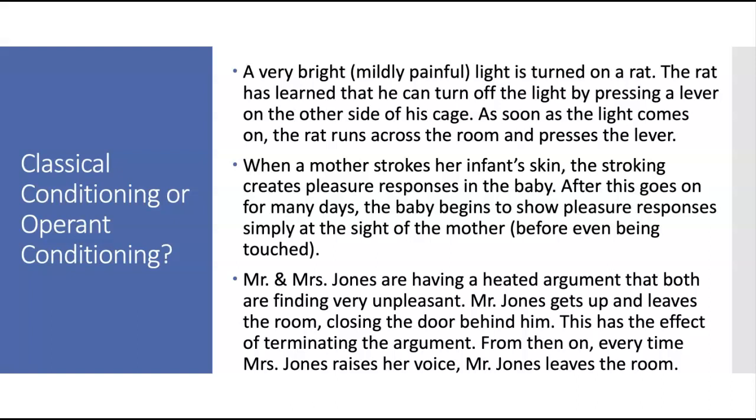So the last thing to end this video, I would usually go through these and have you give me the answers, but I'm going to do that for you to help you better understand this distinction between classical conditioning and operant conditioning. So the first example: a very bright, mildly painful light is turned on a rat. The rat has learned that he can turn off the light by pressing a lever on the other side of his cage. As soon as the light comes on, the rat runs across the room and presses the lever.